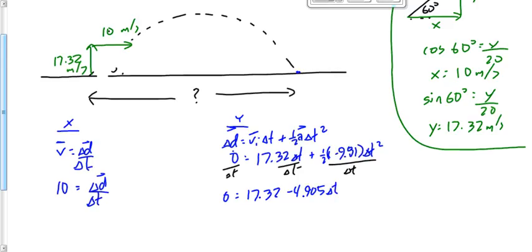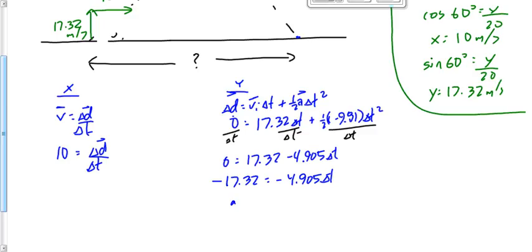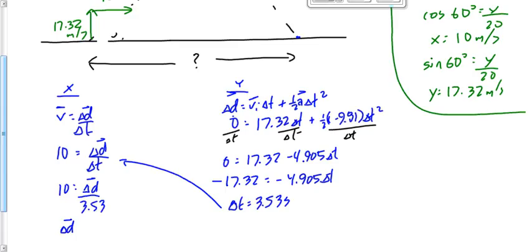Right, a t disappears from each term on the right-hand side. Negative 17.32, because we're taking that over by subtracting, equals negative 4.905 times t. What does t equal? 17 divided by 4.9. What is it? 3.53 seconds, which you're going to turn around and plug into here. So delta D ends up being 35.3 or 35 meters. You good there?